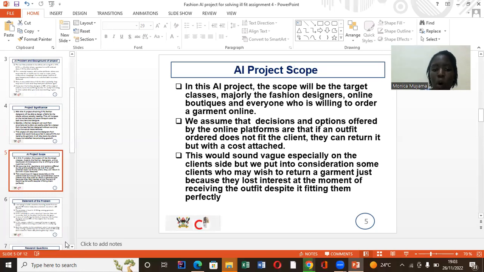The AI project scope. In this project, the scope will be the target classes, majorly the fashion designers, online boutiques, and everyone who is willing to order a garment online. We assume that the decisions and options offered by the online platforms are that if an outfit order does not fit them, they will pay a certain cost because they're returning it. This is catered for individuals who may actually just want to manipulate a system where you can return if it doesn't fit you. Some people may return the cloth when it actually fits them. So that cost is to cater for that, so that people don't manipulate the system.